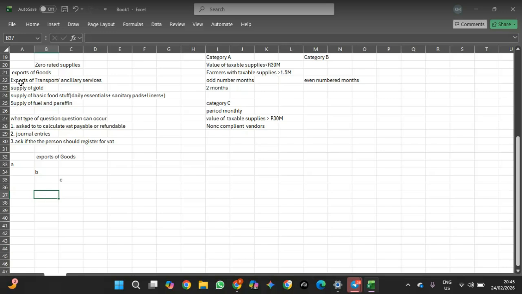Because now, the person who's your customer on the export of transport and ancillary services: if your customer is a client in South Africa, you have to charge them the standard rate. But should it happen that they are a client from overseas, then that's when you charge them the zero rate. So that's one thing you have to be careful of: whoever's paying you matters.